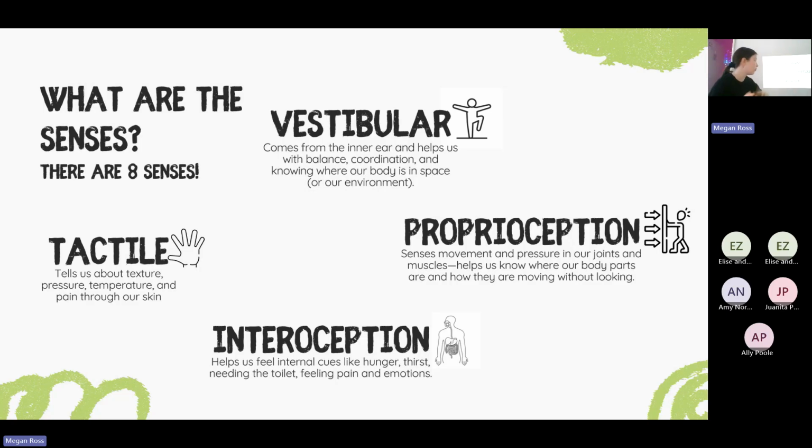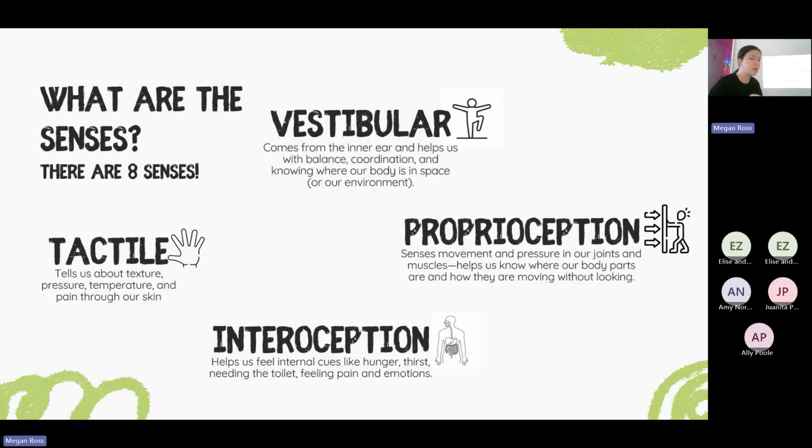So that, again, along with vestibular, those are really important for things like coordination and our movement, pushing things and pulling things and picking things up, and understanding what is going on with our body, which is really important. And then the last one is interoception. So this helps us feel the internal cues like thirst, hunger, needing the toilet, feeling pain, and emotions.